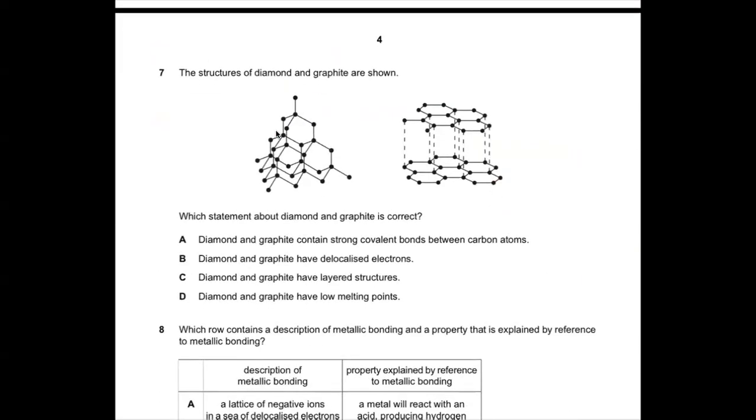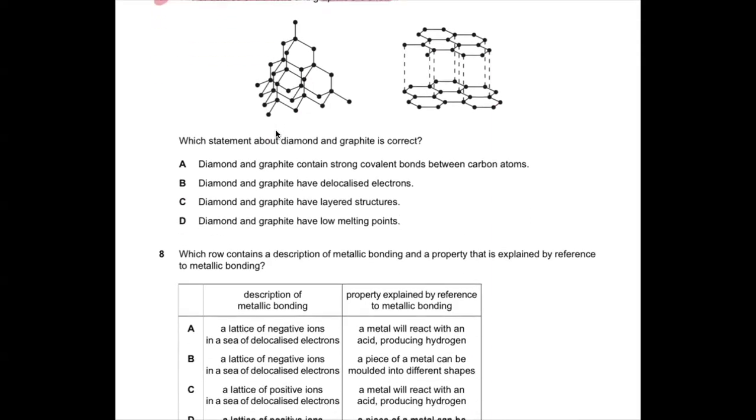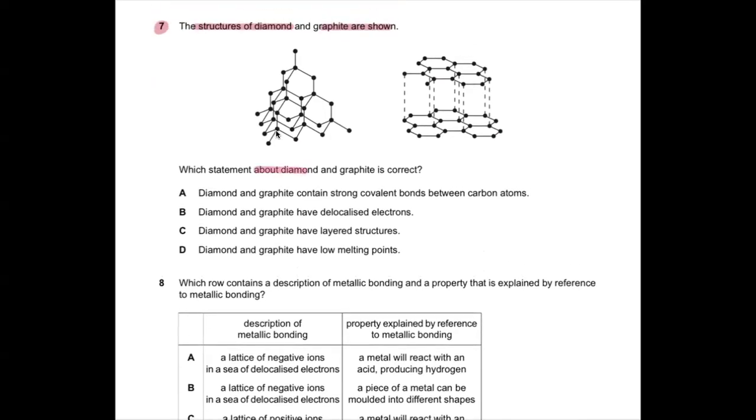Now, MCQ number 7. The structures of diamond and graphite are shown. Which statement about diamond and graphite is correct? Okay. So diamond and graphite contain strong covalent bonds between carbon atoms. Yes, that is fine. There are strong covalent bonds.